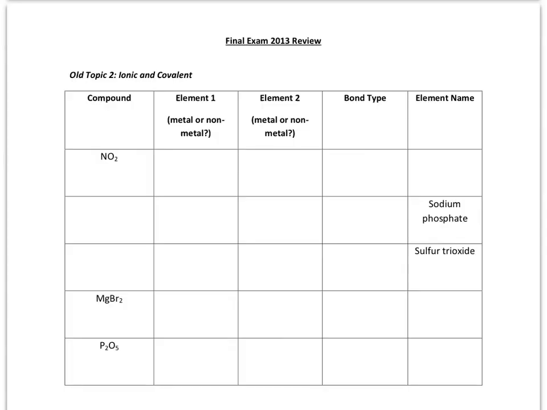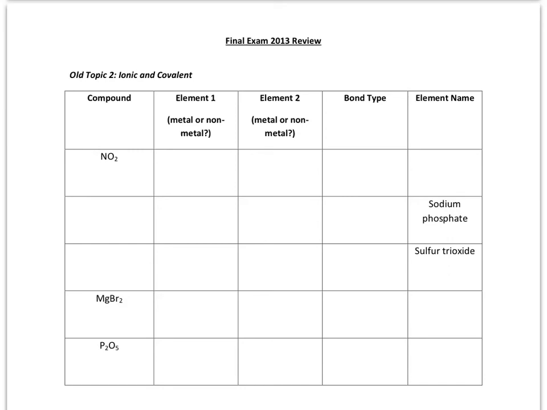Alright, now let's look back at ionic and covalent compounds, and how we name them and how we create their formulas as well. First, let's distinguish between an ionic and a covalent bond. Covalent bonds are when atoms actually share electrons. Let's take a look at a couple of these from the worksheet together. The first 2 columns after the compound are element 1 and element 2, metal or nonmetal. This is important because that's what we use to distinguish between an ionic and a covalent bond.